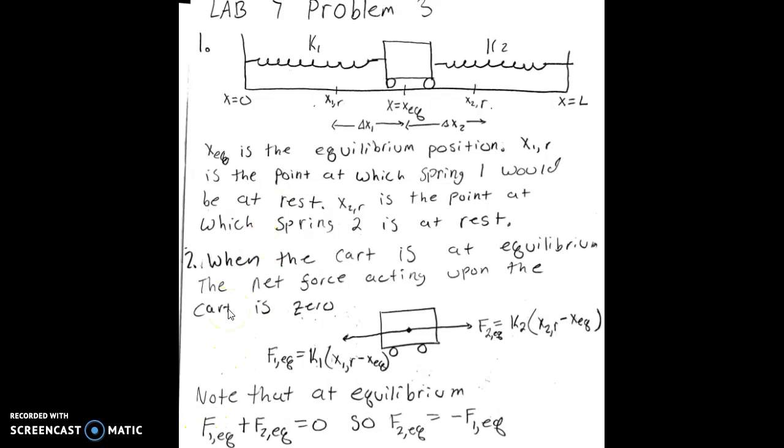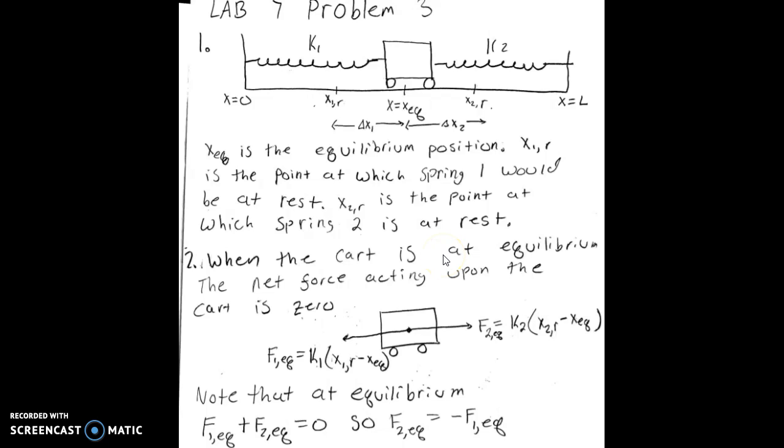So we draw a free body diagram on the cart, and we say that these two forces, F1 at the equilibrium position and F2 at the equilibrium position, are equivalent. So we can say that the spring force is equal to K times some distance from where the spring would be at its relaxed position. So in this case, I'm saying that it's x1 relaxed minus the equilibrium position.